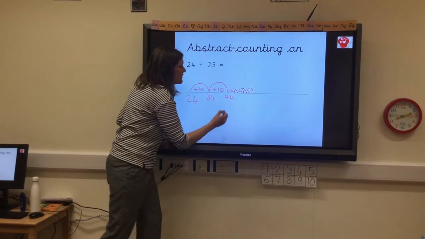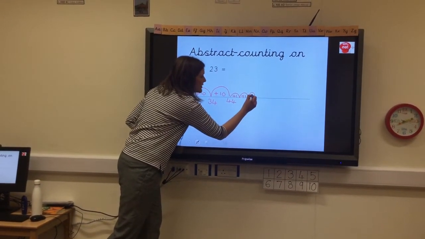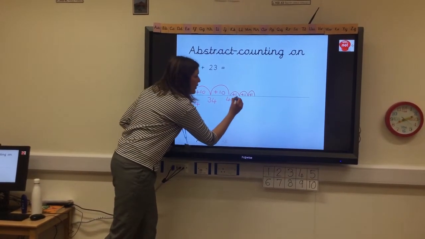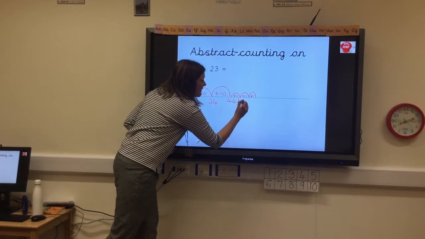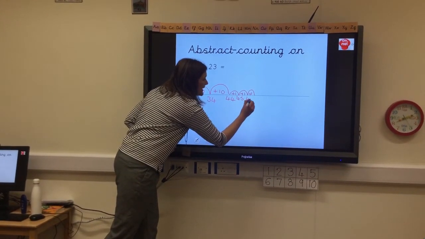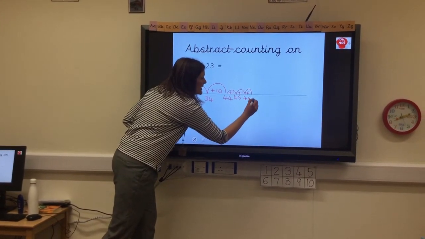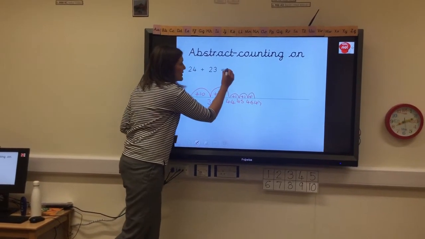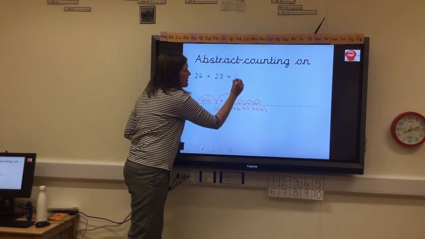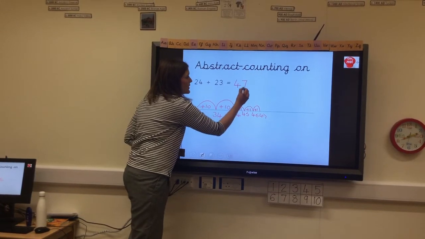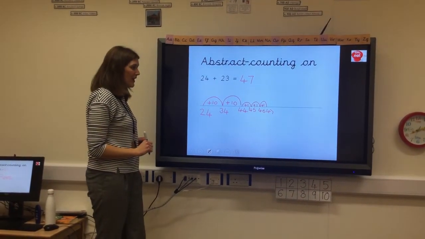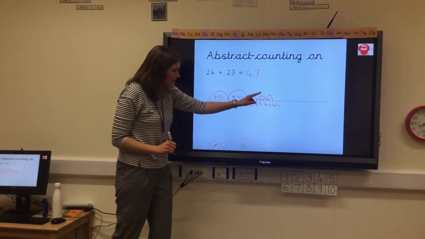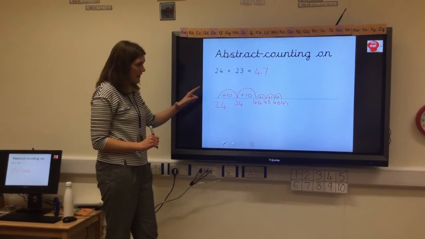And we always label them to know what we're jumping each time so we know what we're counting in. So we've got 44, 45, 46, 47. And we've got to that same total that we've had throughout this morning, which is 47. Now I know Purple class that there is a slightly easier way we could have done that.